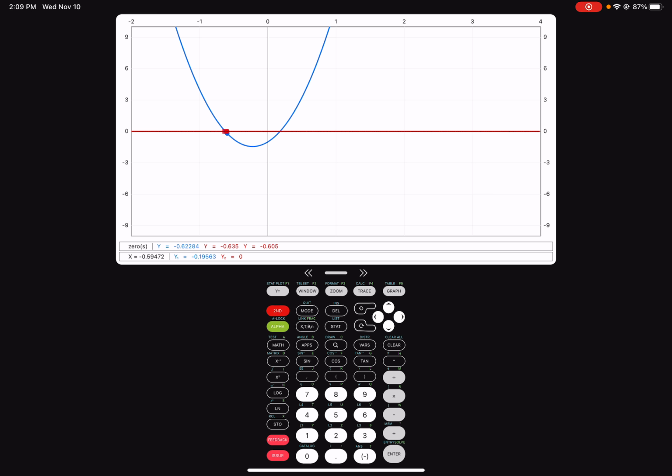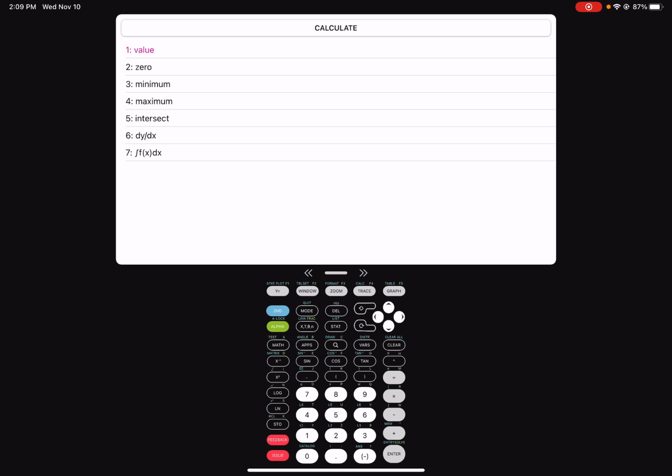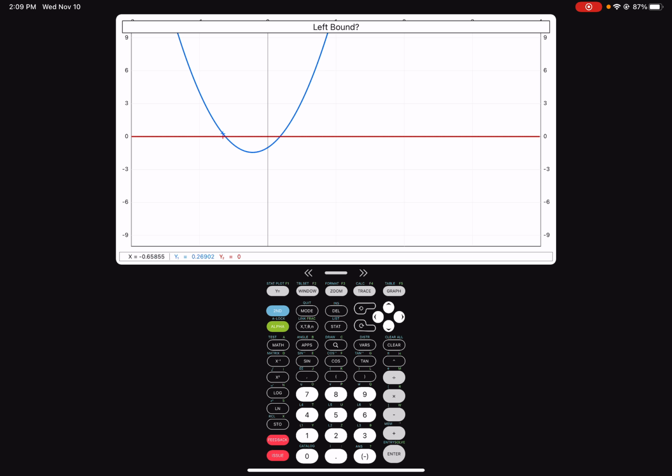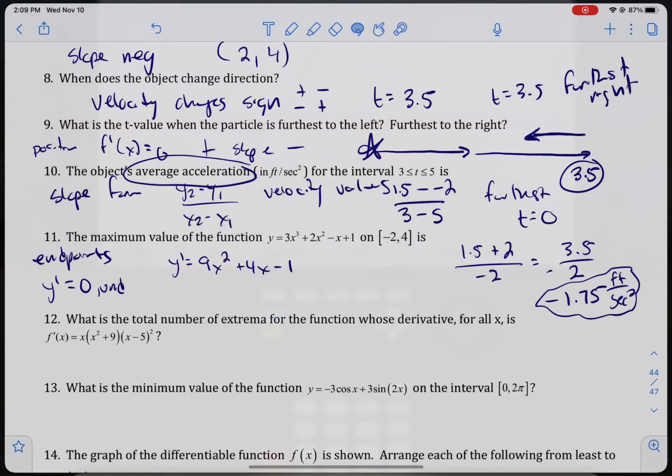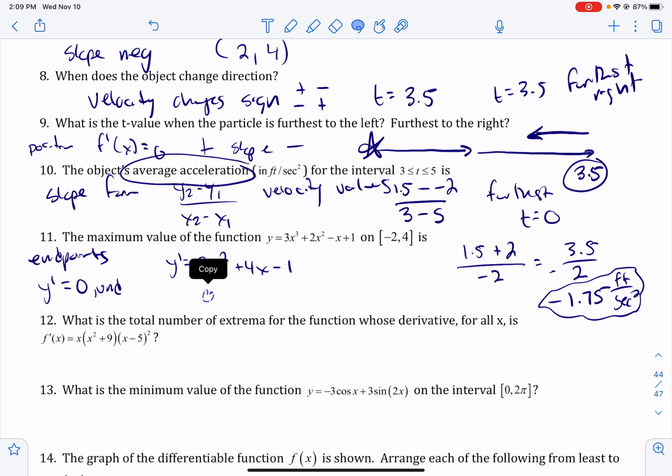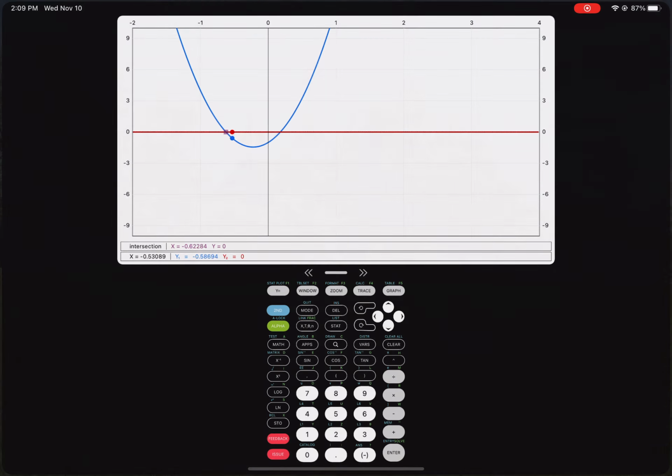So let's calculate intersections instead. Let's see if that works. Yours works better than mine. Mine is a free version. It doesn't work super good. There we go. I like that better. -0.623. So I'm going to go back here. So I have a zero when x equals -0.623. And then let's find my other 0.